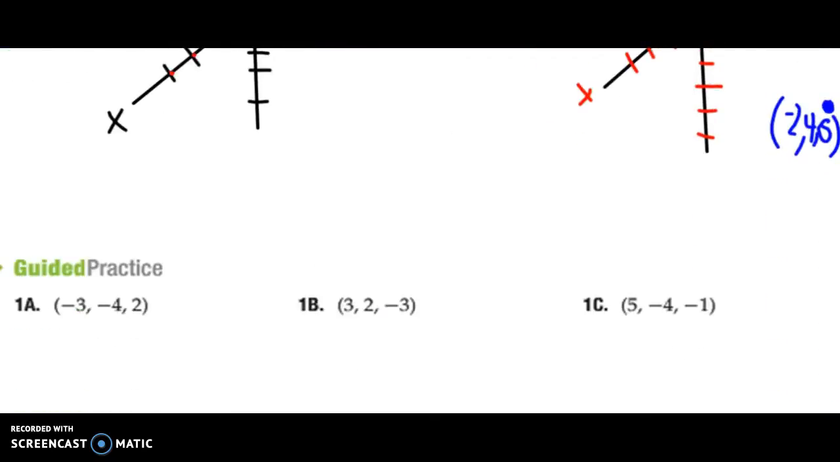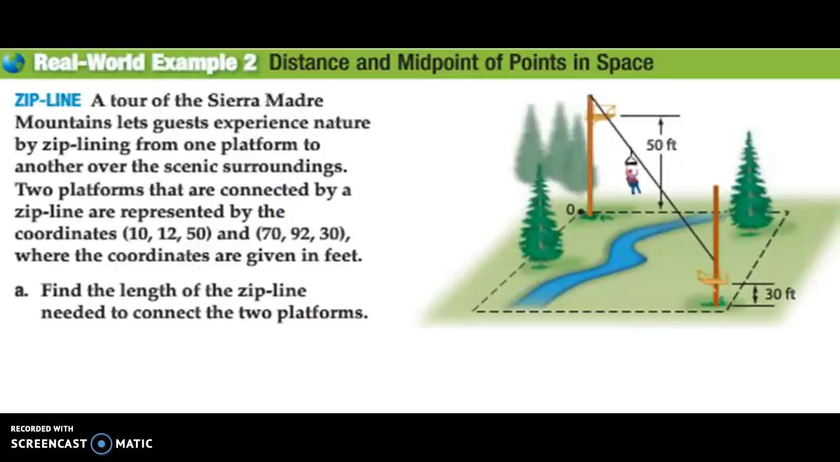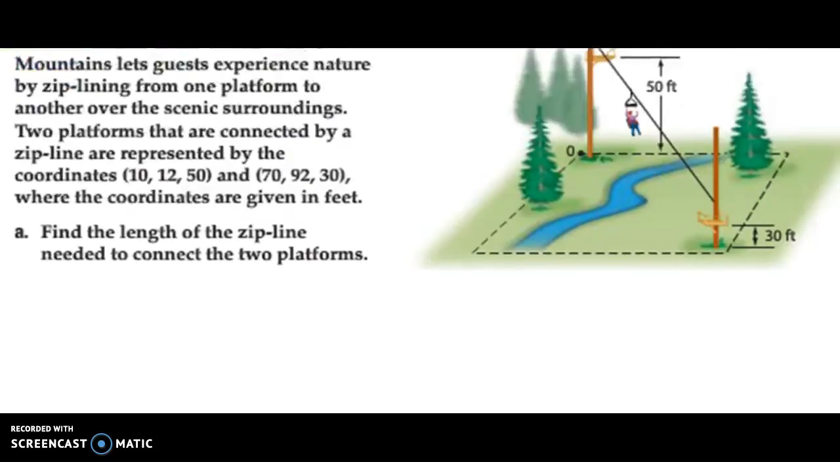Here's a couple problems you could try as guided practice. Now, distance and midpoint formulas for ordered triples is the same. You just add on z in both of them.